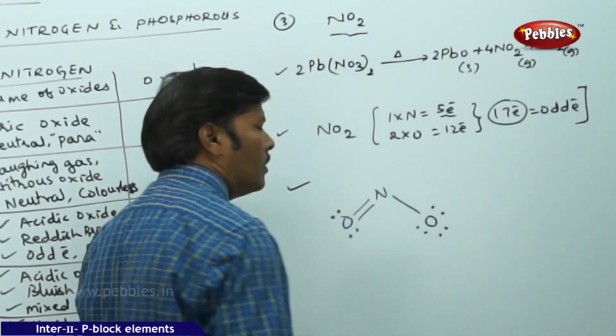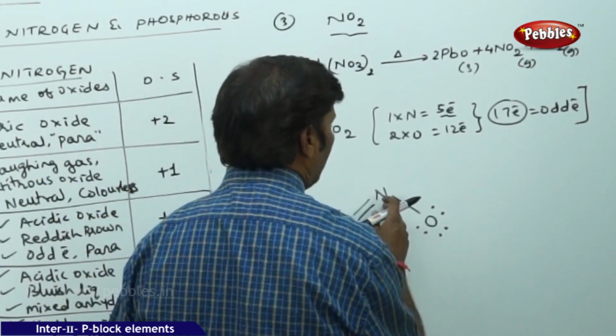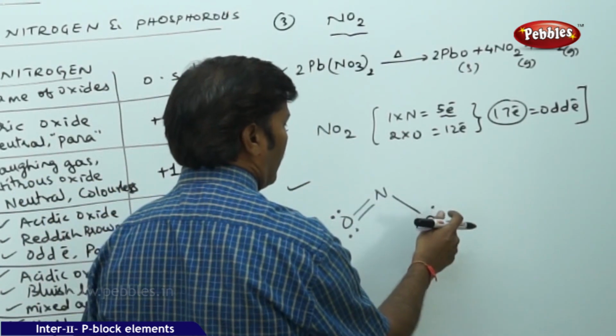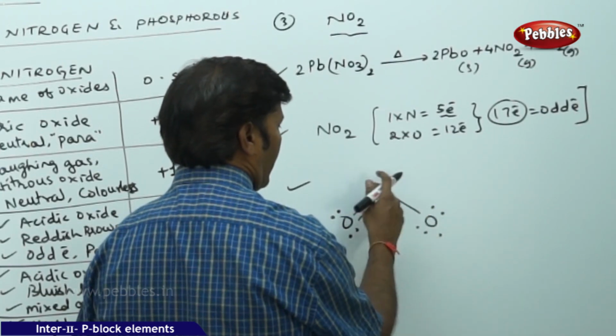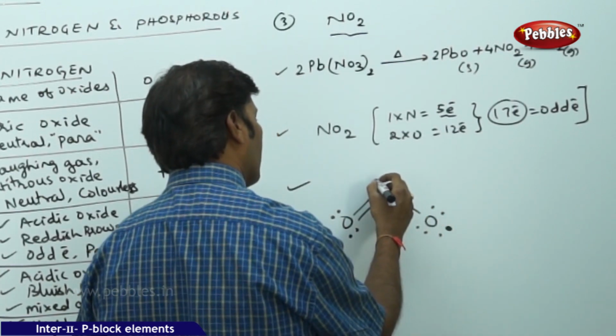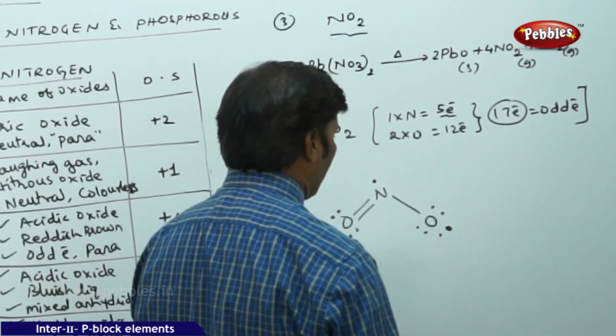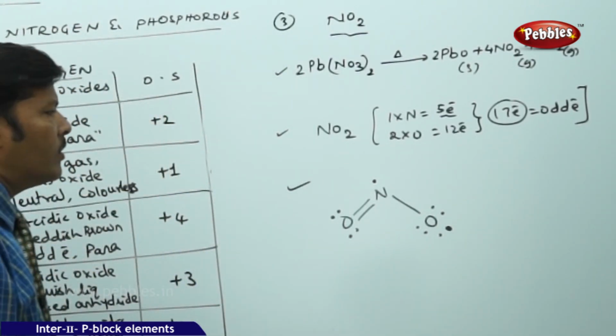But right now the oxygen is not stable, so the best thing the nitrogen can do is donate 1 electron. When it is donating, the oxygen is going to become stable, but still there is 1 odd electron left on the nitrogen to become stable.